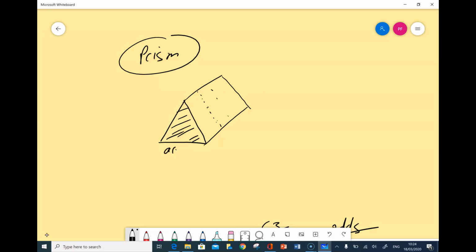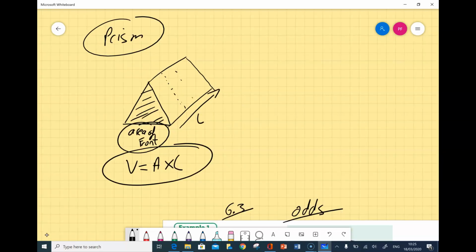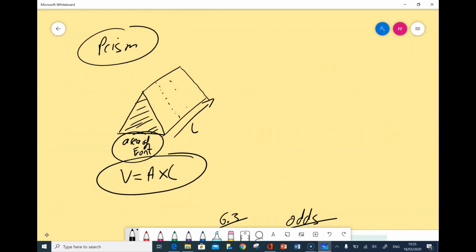So if I find the area of the front shape, whatever that is, and then multiply it by the length, the volume is just equal to the cross-sectional area, the area of the front, multiplied by the length. Where have we seen that? We've actually seen that before in a cylinder. For example, if I have a circle, the area equals pi r squared.